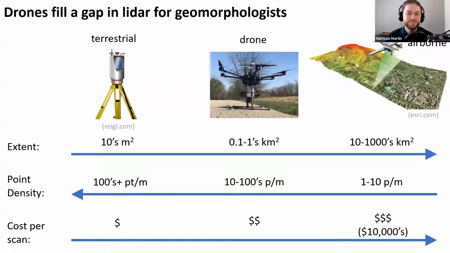So I see drone-based LiDAR as filling a gap between these two different end members of LiDAR, right? With a drone, you get aerial coverage, and depending on your research question, about that square kilometer scale is a good scale. You get about an order of magnitude higher point density than airborne, but I think the real improvement is the cost per scan is so much lower. Instead of $10,000, it's gas money to get Steve and I to the field and back.